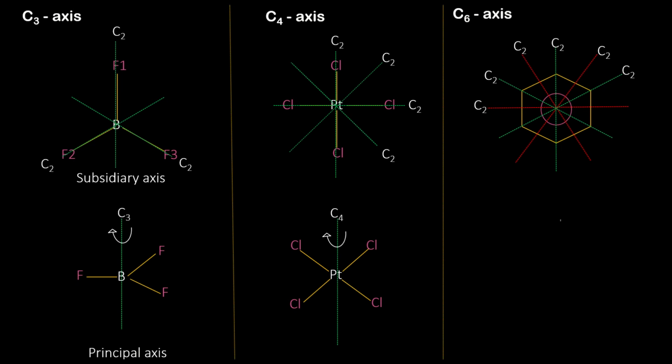If we draw the molecule like this, we will get the C6 rotational axis that is perpendicular to this molecule, and it is the principal axis because it is the higher order axis, and the remaining 6 C2 are known as subsidiary axes.